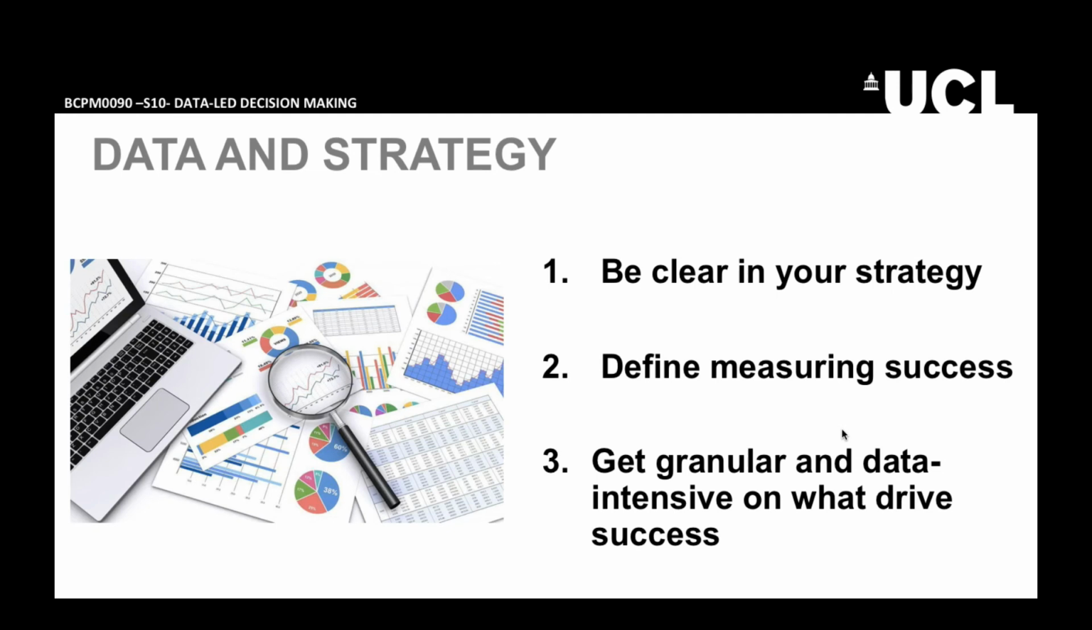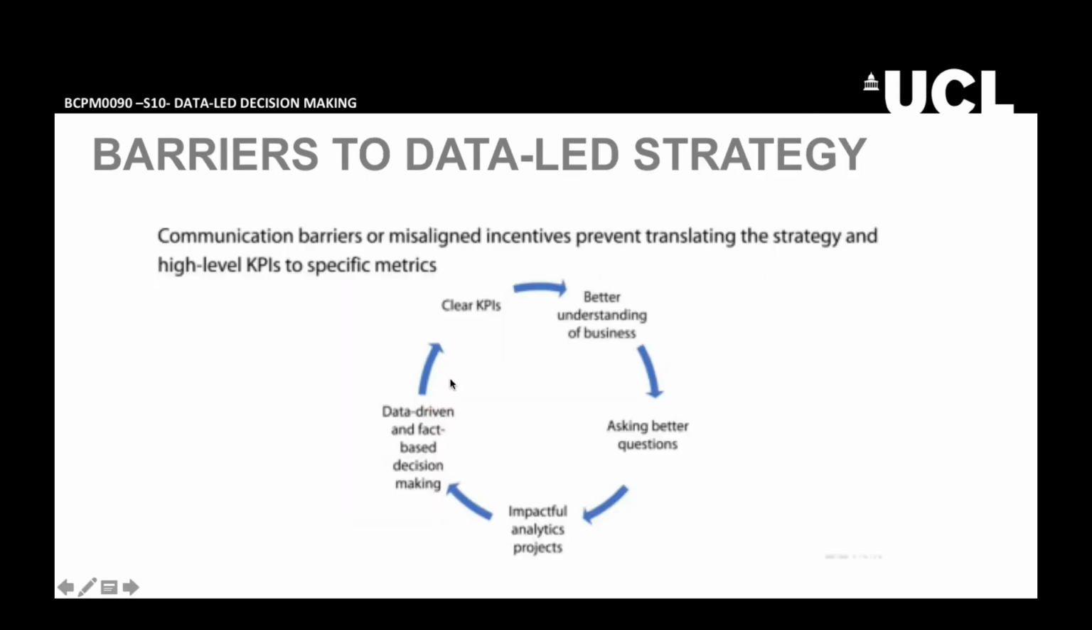So here you have three important elements to implement a successful data-led strategy. The first one is to be clear in your strategy and communicate it clearly to the rest of the organization. The second one is to define how you are going to measure success: which KPIs are going to be integrated in algorithms, and which KPIs are not going to be integrated in data analytics. And third is to get granular and data intensive on what drives success.